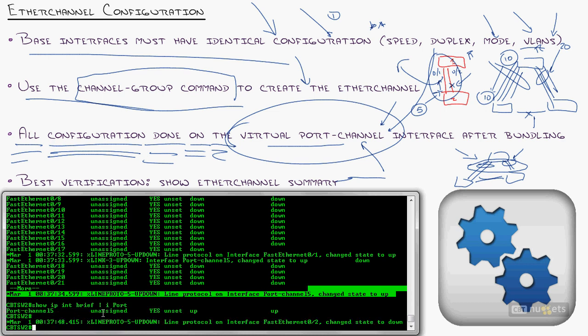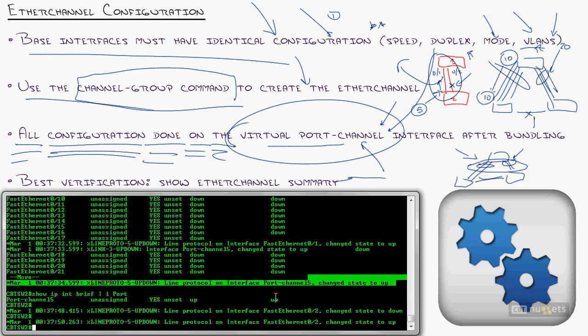So port channel 5 right there. Is there. It's up. We've got, now they're just doing their final negotiation. Let's just do a quick show run. Show run interface port channel 5.